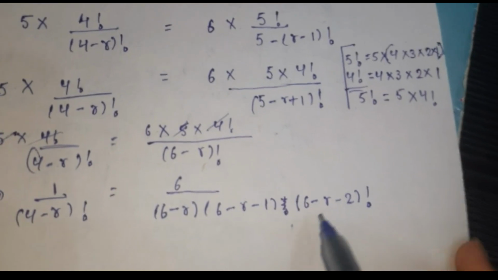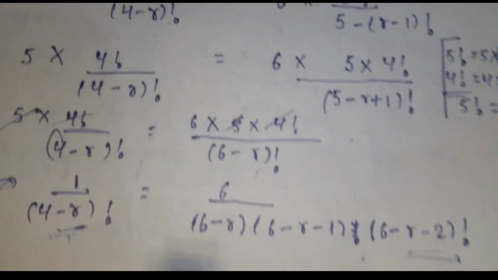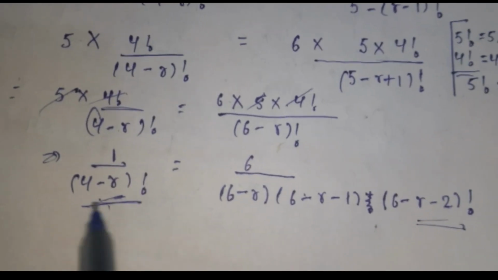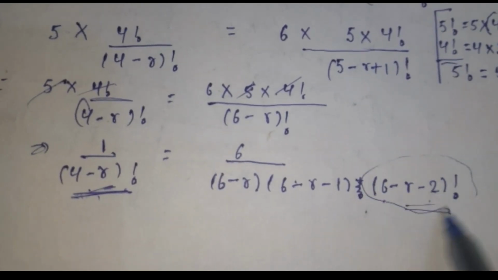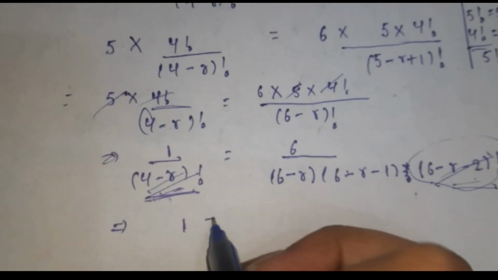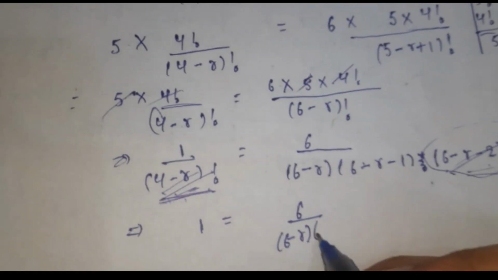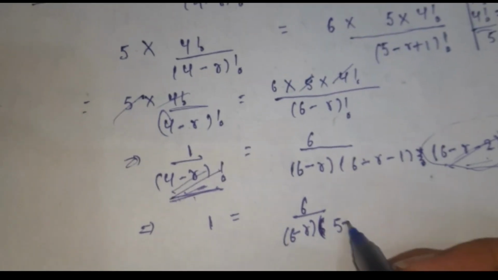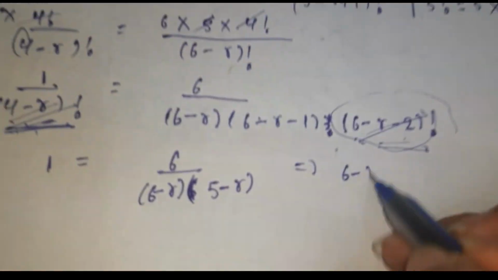Now how to know till which place we have to write this? Since we can cancel out this place, we go down till the place where we get (4 minus r) factorial. So 6 minus 2 is our 4 minus r factorial. So we can cancel this term with this term and we get 1 equals 6 divided by (6 minus r) multiplied by (5 minus r). Now simply we can solve this equation. (6 minus r) into (5 minus r) equals 6.